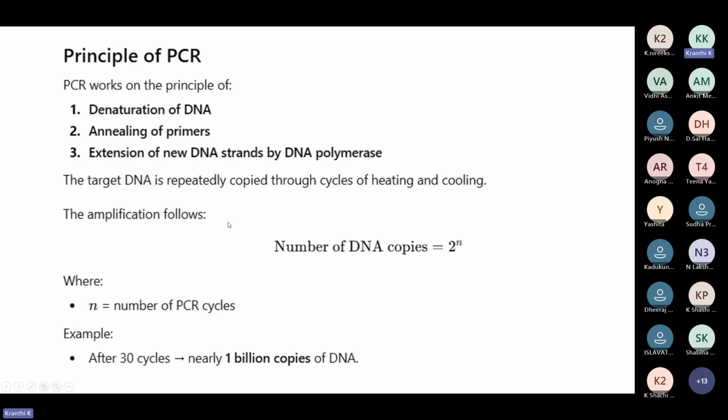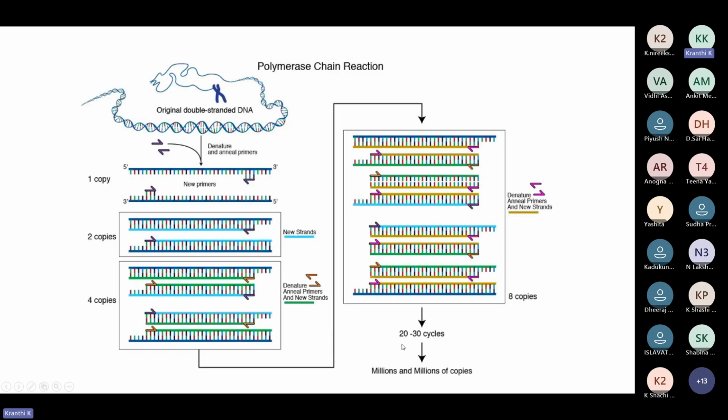The implication follows: number of DNA copies equals 2 to the power of n. N is the number of PCR cycles. How many cycles you do is based on that. After 30 cycles, nearly 1 billion copies of DNA will be produced.